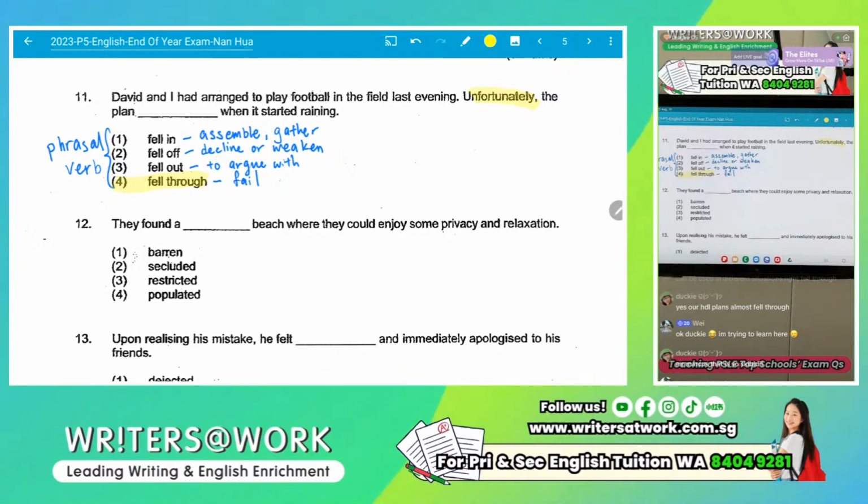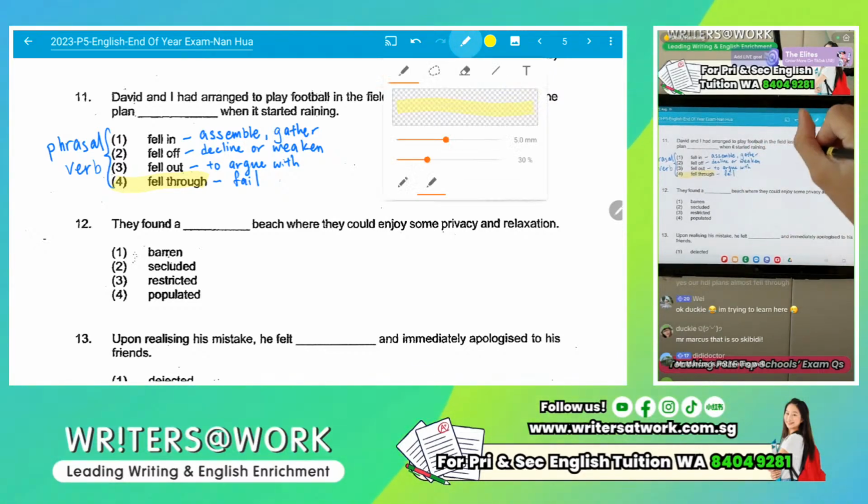Okay. Question 12. They found a blank beach where they could enjoy some privacy and relaxation. Okay, so these are 4 examples of adjectives.